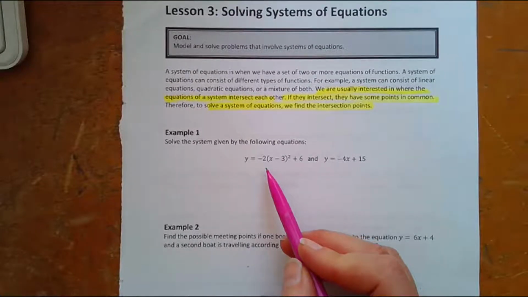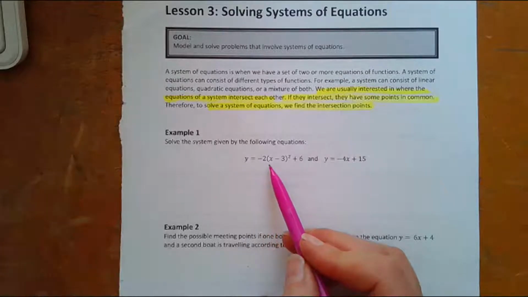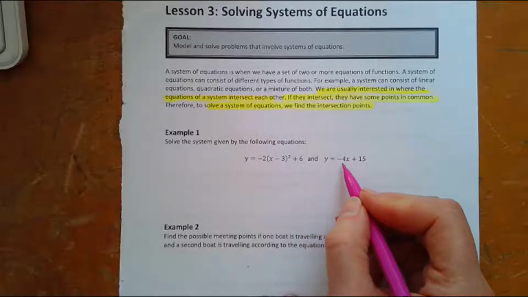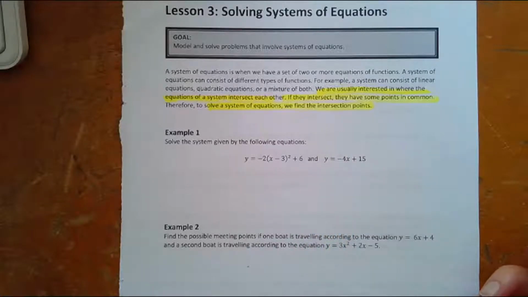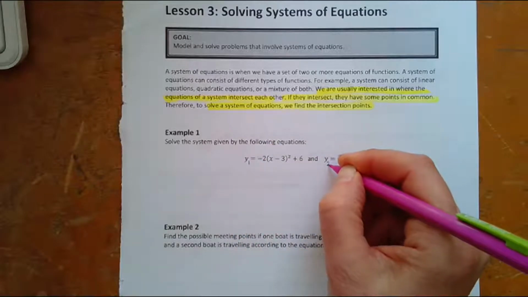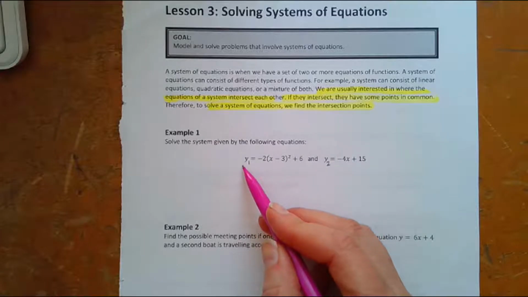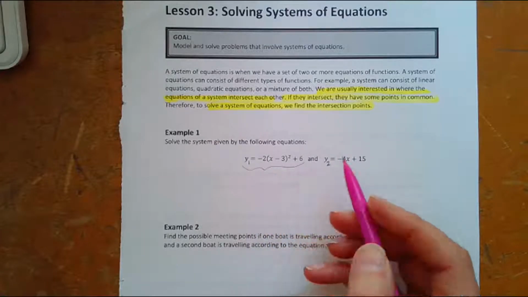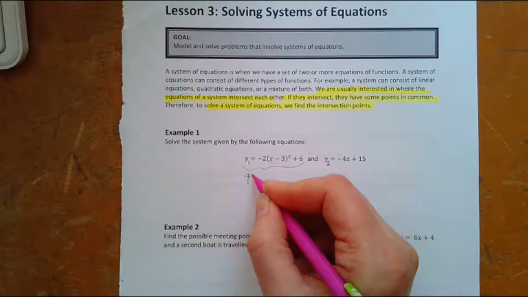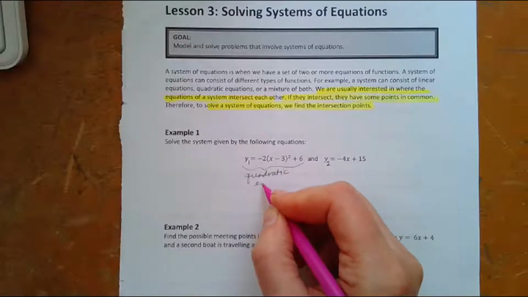Solve the first system of equations given by y equals -2(x minus 3) squared plus 6 and y equals -4x plus 15. All right, this is going to be my y1. This is my y2, just because that's how they appear on the paper. Now, knowing what we know about our equations, I can tell because there's going to be an x squared here, this is a quadratic equation.